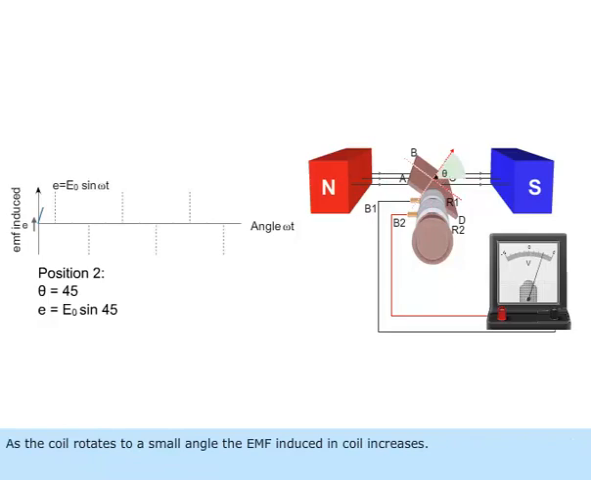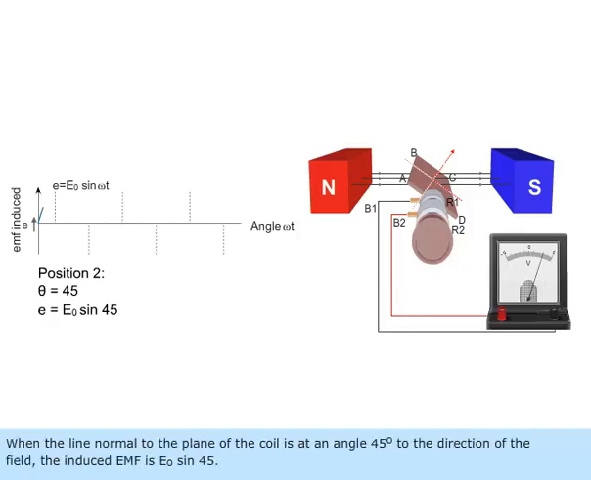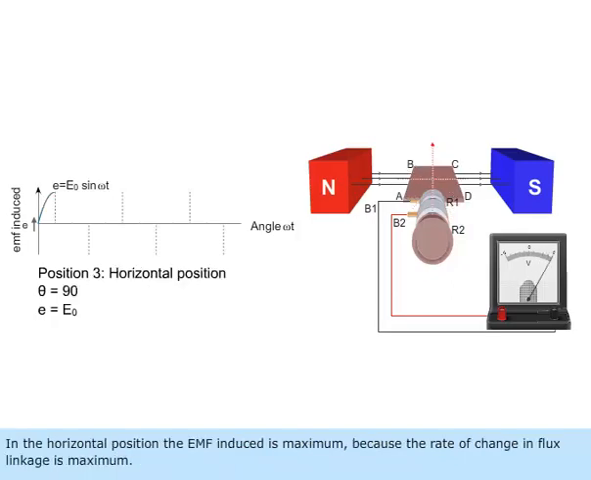As the coil rotates to a small angle, the EMF induced in coil increases. When the line normal to the plane of the coil is at an angle 45 degrees to the direction of the field, the induced EMF is E0 sin 45. In the horizontal position, the EMF induced is maximum because the rate of change in flux linkage is maximum.